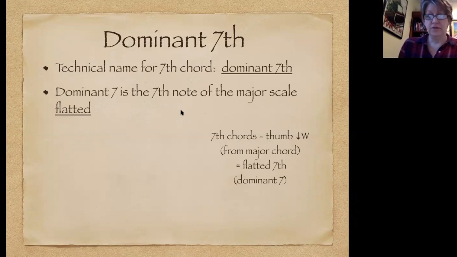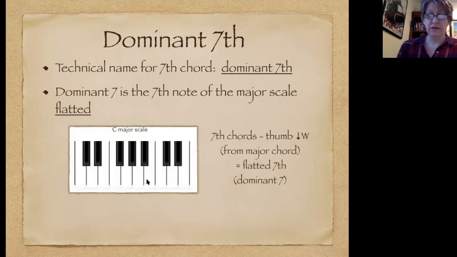So in a C scale, the 7th note of the scale is the B. 1, 2, 3, 4, 5, 6, 7. That's technically the major 7. The dominant 7 is a B flat. So if you look at how we teach our 7th chords, we move the thumb down a whole step from the major chord. That lands you on a B flat. So that is the dominant 7. So when we say a 7th chord, I just want you to know that that is a dominant 7th chord. It includes an altered note from the major scale.